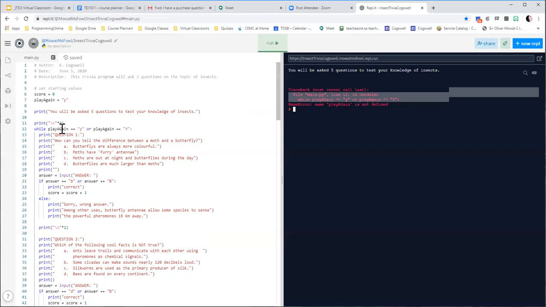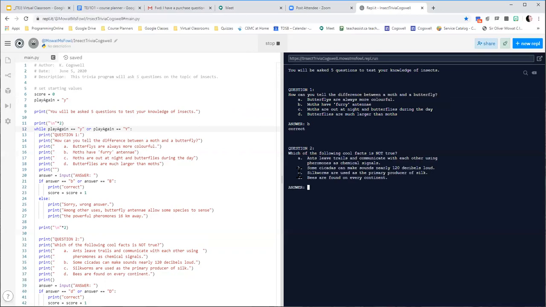Oh, look at that. I didn't spell it the same way here. I have an uppercase G. Okay, I can fix my errors. I can do this. Try again. Okay, now we look like we're getting somewhere. So answering my questions, difference between a moth and a butterfly, one big thing is those antennae.